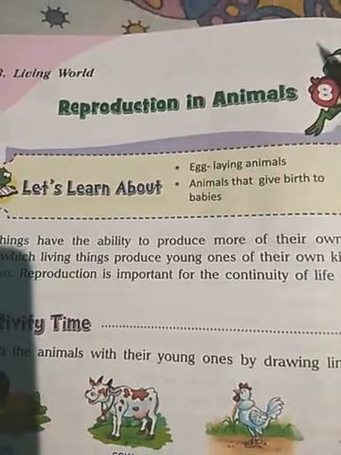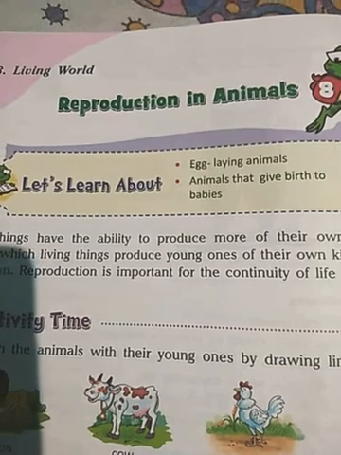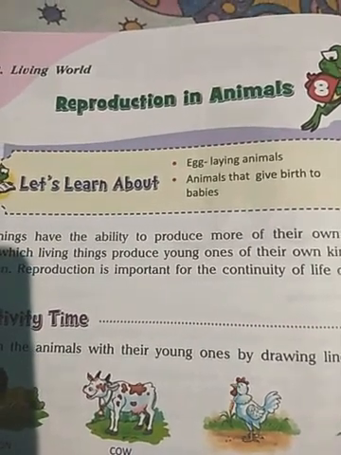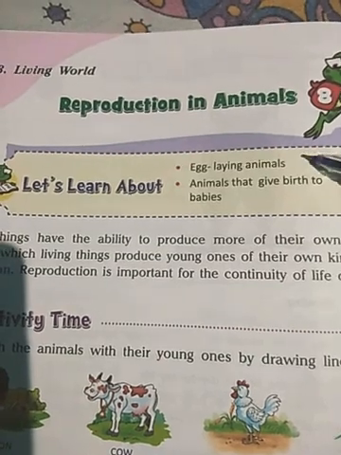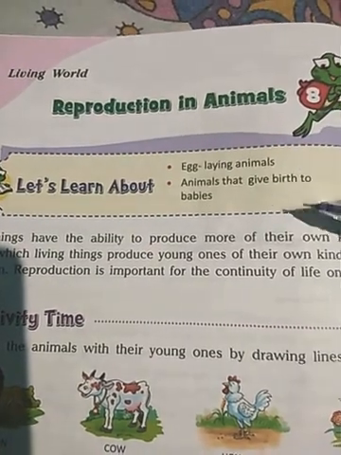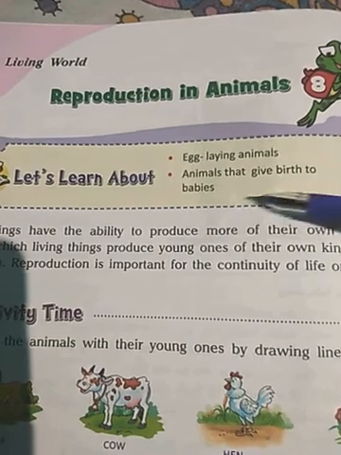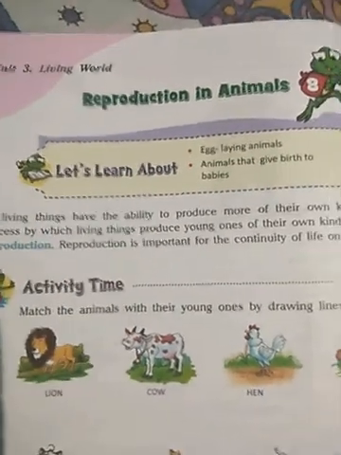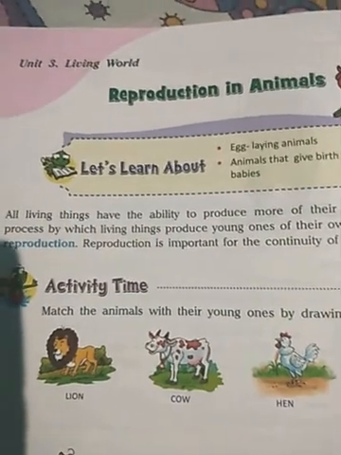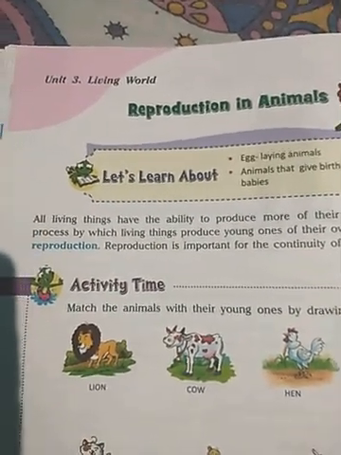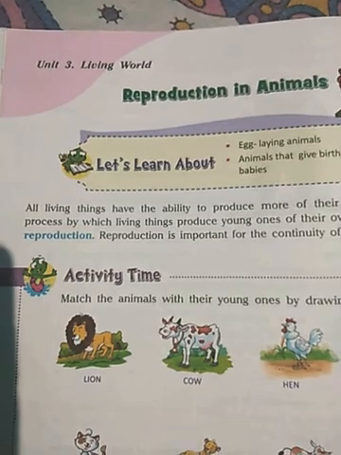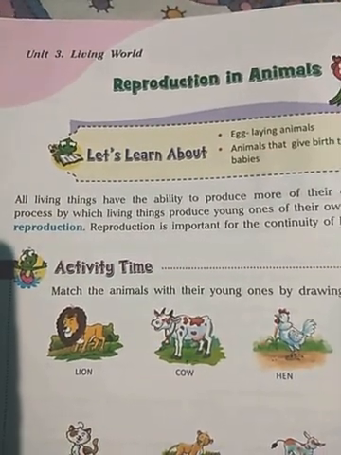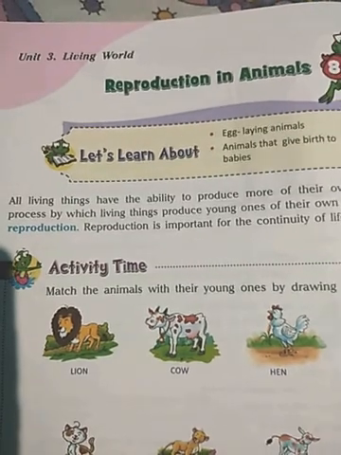In this chapter, we will be learning about what we mean by the process of reproduction. What are egg-laying animals and what are the animals that give birth to babies? Let us proceed to the chapter. Before that, I would suggest please take your pencil along with you so that you could underline the important sentences or hard words while going through the chapter.